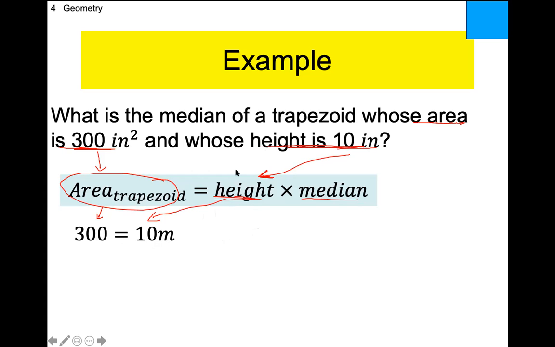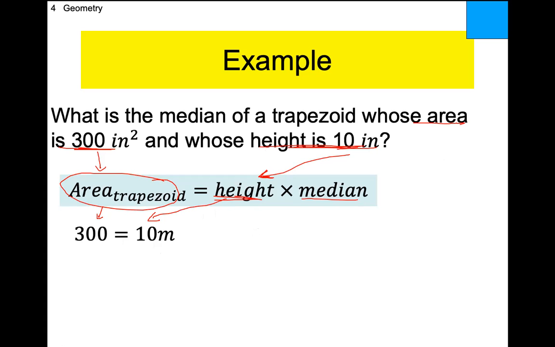So guess what the median is? I'm just letting you know, I can literally only hear your voice. My screen is completely frozen. I have no idea what's happening. I have an equation that says 300 is equal to 10 times m. And I was just simply asking you to solve for m.